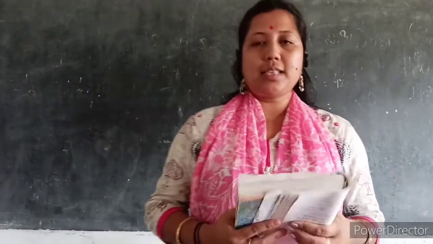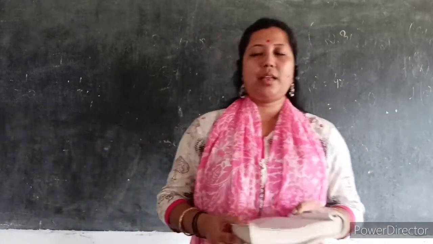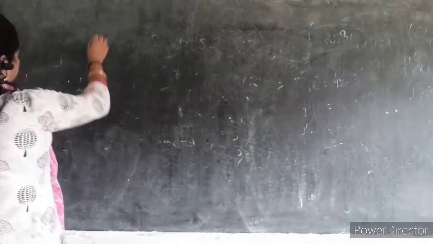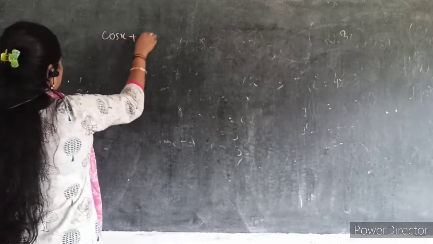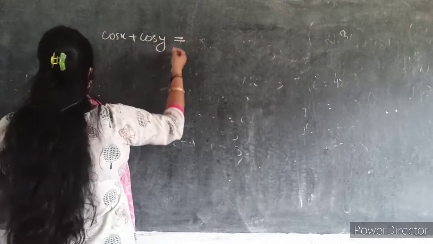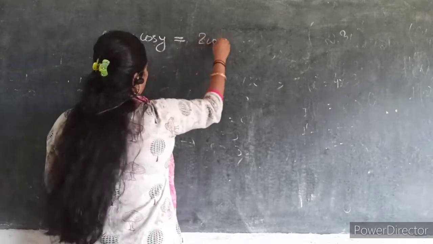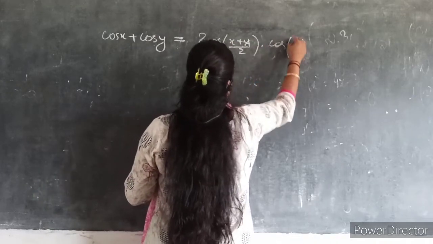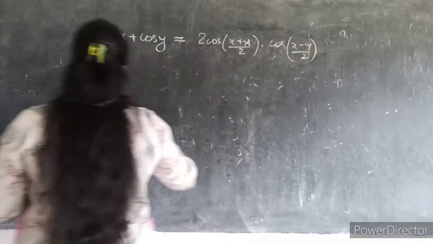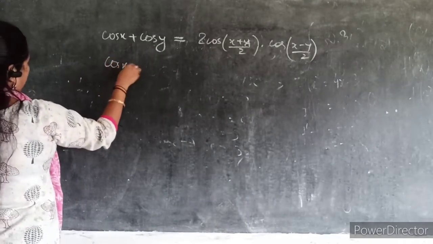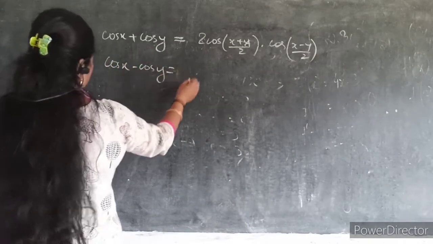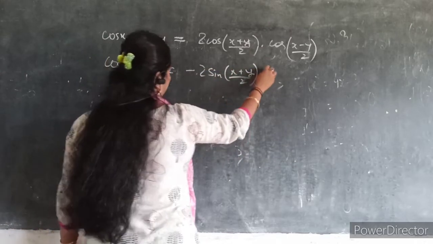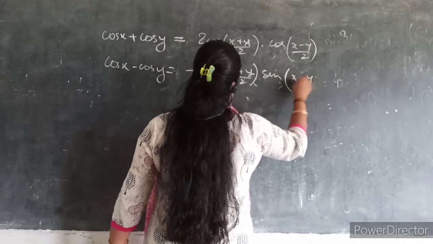I will discuss a few more formulas that are included in this chapter. Okay, so all of you write down cos x plus cos y. There is a formula: 2 cos (a plus b)/2 into cos (a minus b)/2. Cos x minus cos y will be equal to minus 2 sin (a plus b)/2 into sin (a minus b)/2.